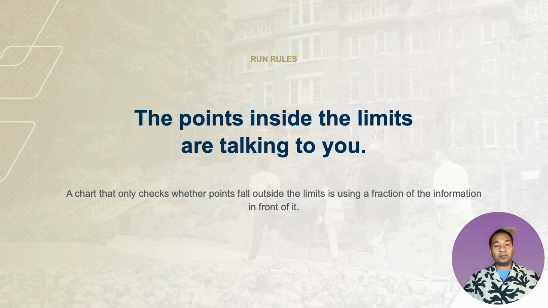But look at what we have been throwing away. Each point carries information about where it sits, not just whether it escaped. 9 points in a row slightly above the central line is individually 9 unremarkable observations, and collectively it is essentially impossible by chance. This is the whole idea of run rules. Use the position of points relative to the central line, and use consequences rather than simple observation, to build a chart with limited memory. A chart that only checks whether the points fall outside the limits is using a small fraction of the information in front of it.